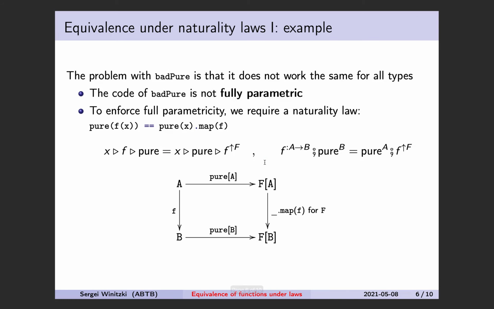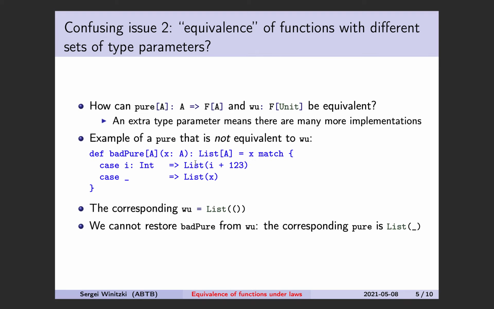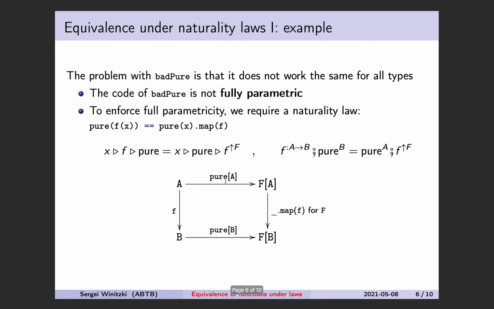So what is missing is the naturality law. And to understand that, let's look at this bad pure, and let's see that the problem with it is that it does not work in the same way for all types. It works for integer types differently than for all other types. So I call this code not fully parametric.